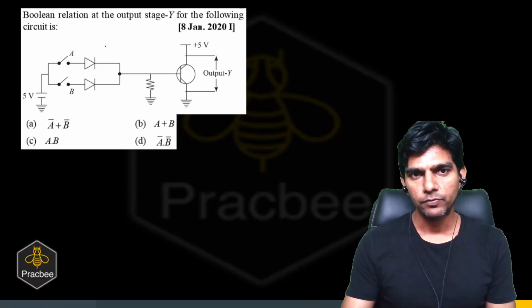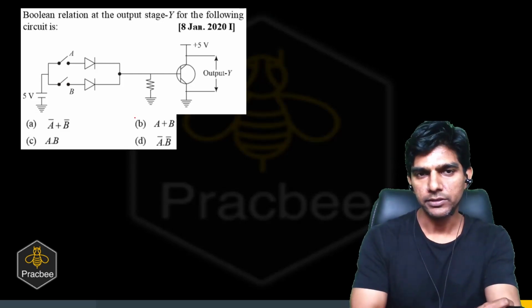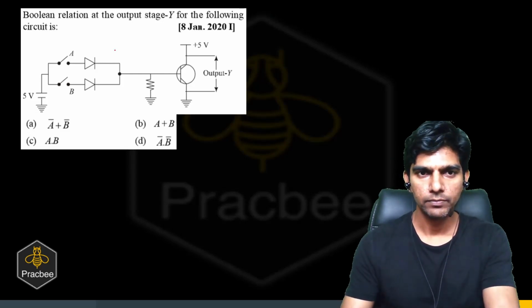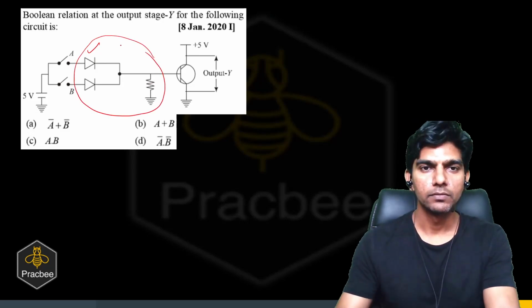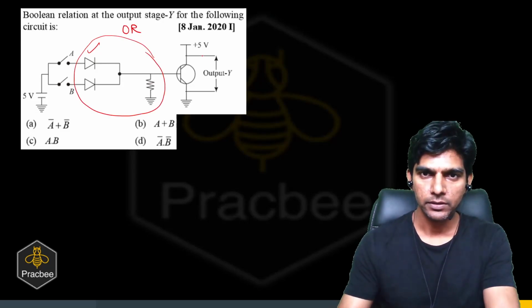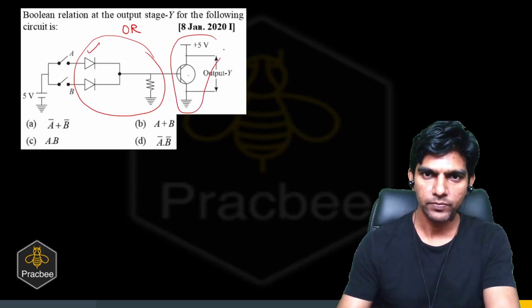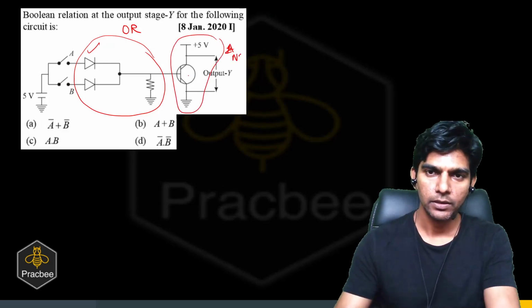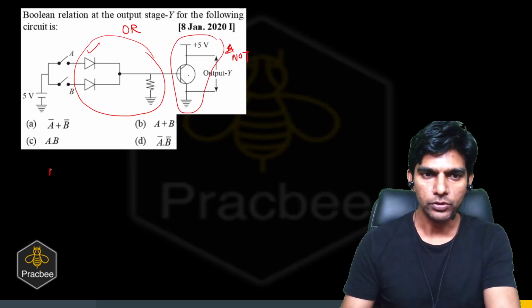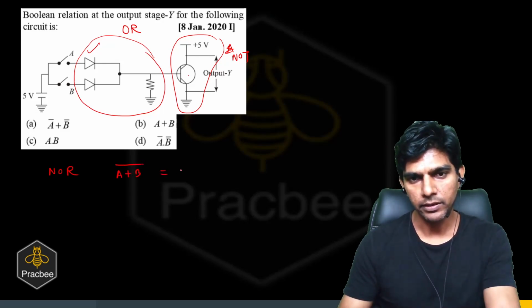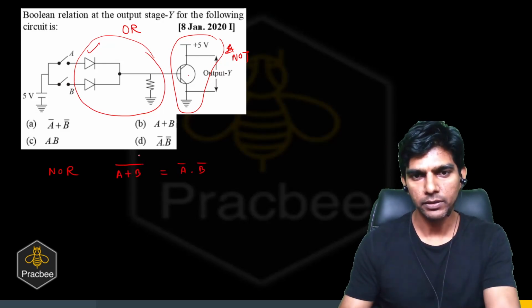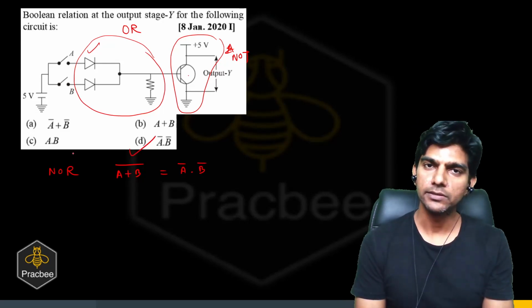Can you see what type of operation it is? Here we have diodes, like this. This combination is what? It is the OR gate that we have studied. And if there is a transistor, this is AND, this is NOT. So it is nothing but NOR. And what is a NOR gate? It is A plus B whole bar, and it can be written as A bar times B bar. So option D, that is the answer.